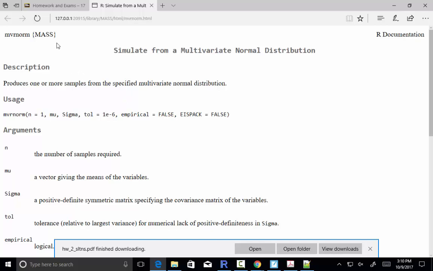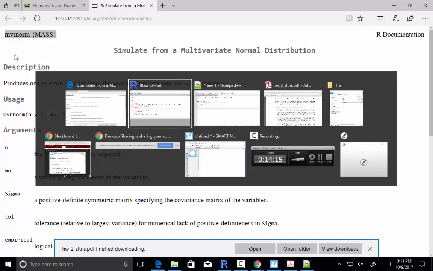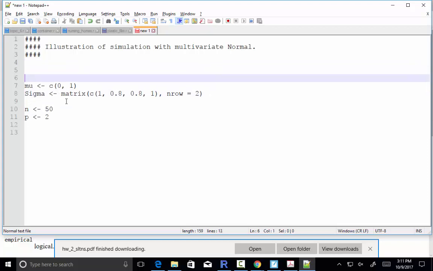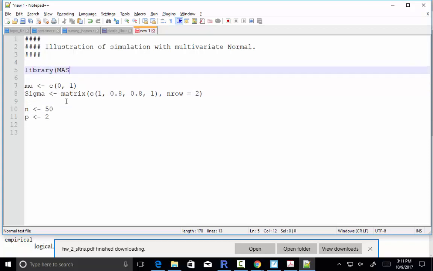Okay. So there is a function called mvrnorm. It's in the MASS package. I would tell you this in the problem statement, but you will need to library in MASS so that you have access to all of its functions. And then the function you're going to use is called mvrnorm.